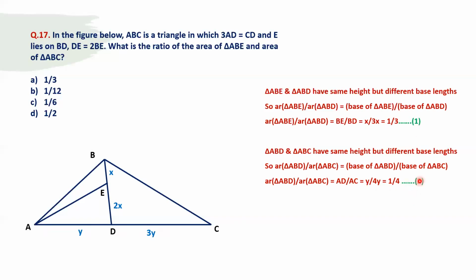Now if we multiply equations 1 and 2, what do we get? So some of the things would be cut, right? So ABD and ABD will cancel out. Only ABE and ABC will be remaining. So ABE by ABC is equal to 1 by 3 into 1 by 4 because we are multiplying. So it is equal to 1 by 12. So this is the ratio which we wanted to find out. So it is 1 by 12. Answer is B.